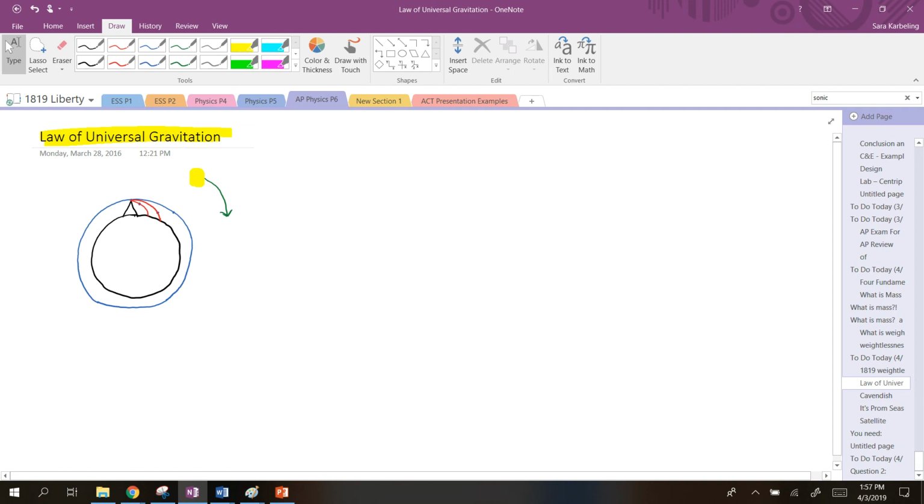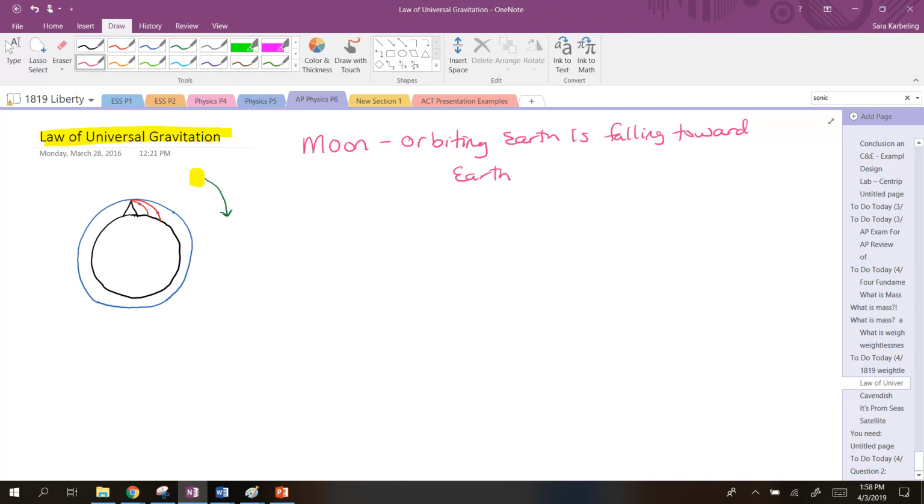Okay? So the idea is that the moon, which is orbiting the Earth, is falling toward the Earth, right? And he's done this math just like we've done this math. We can take our frog and drop it, and he did the same thing. I can measure how fast the frog falls. I can measure the acceleration due to gravity, right? And so that's all well and good. So we're going to do the same thing.